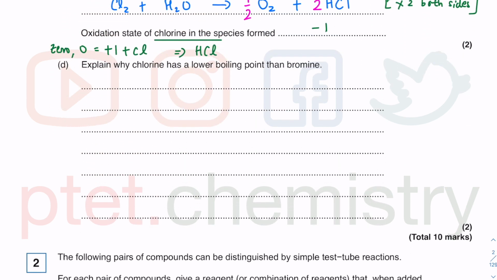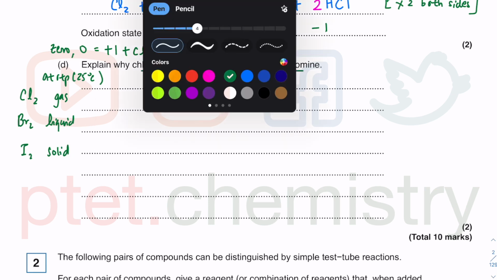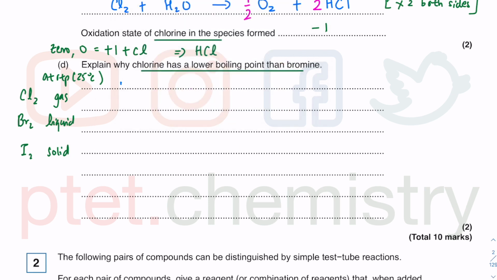In part D, the last part of this question, this is asking you why chlorine has a lower boiling point than bromine. We know at room temperature and pressure, that's 25 degrees Celsius, chlorine is a pale green gas, bromine is a reddish brown liquid, and then iodine is a gray-black solid. So what happens going down group 7 or group 17? Definitely the melting and boiling point increases. So I can say that both Cl2 and Br2 have simple covalent structure.